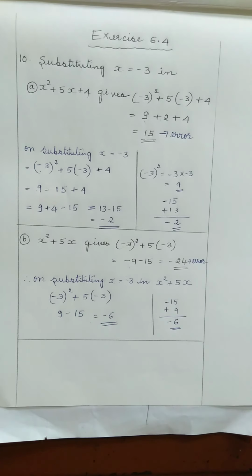When we have the different signs, we need to subtract. So on subtracting minus 15 plus 9, we will get the answer 6. And then we have to check the number which is greater. So in minus 15 and plus 9, that is 15 and 9, 15 is greater. The sign of the greater number is minus. So write here minus. Therefore, on substituting x equal to minus 3 in the equation x square plus 5x, the answer we obtain is minus 6, not minus 24. This is the correct answer. And this is the solution to the problem B.